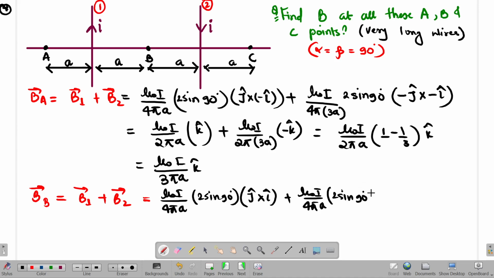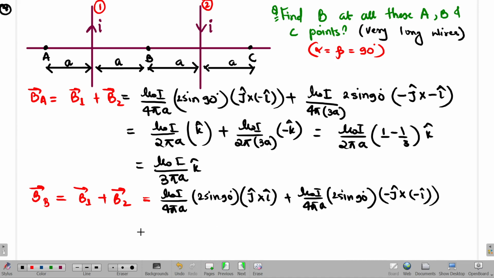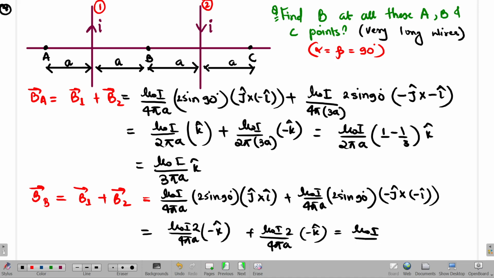Got it? Then J cap is minus J cap cross minus I cap still. Are you able to get me? So mu naught I by 4 pi A. J cross I means how much? Minus K cap, plus mu naught I by 4 pi A, sorry, into 2. J cross I is minus K cap. So it got added, isn't it? So the answer is mu naught I by pi A only, minus K cap.